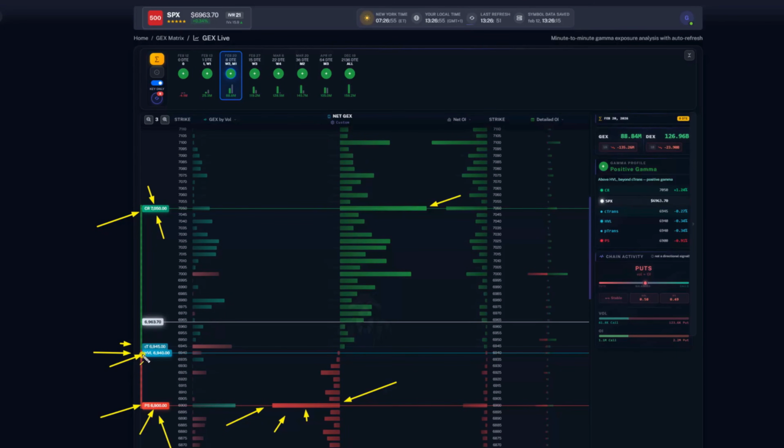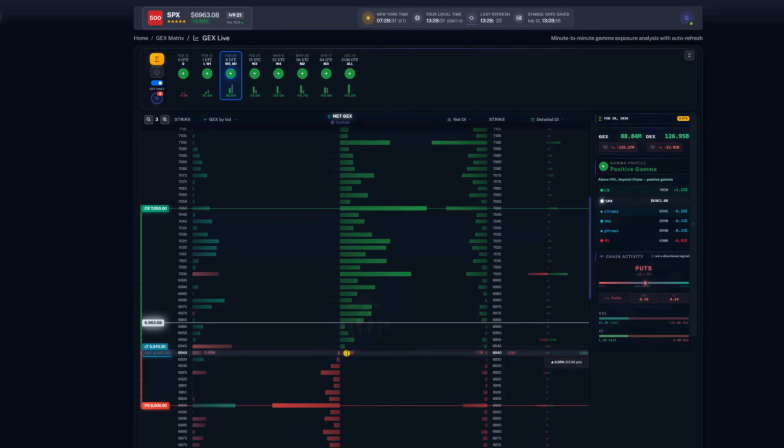For HVL, we call the high volatility level is the level where the positive gamma zone changes to negative gamma profile. And this is called the high volatility level, because usually when the market flips from positive GEX profile to negative GEX profile, volatility tends to rise. That's why we call it the high volatility level.